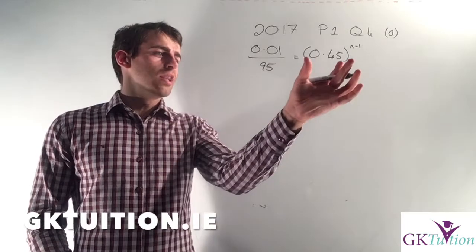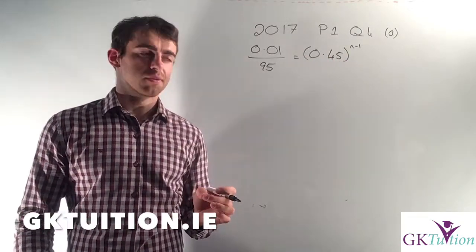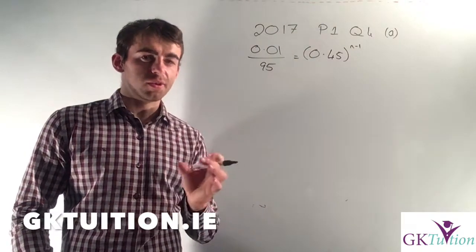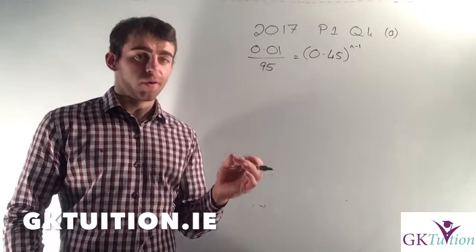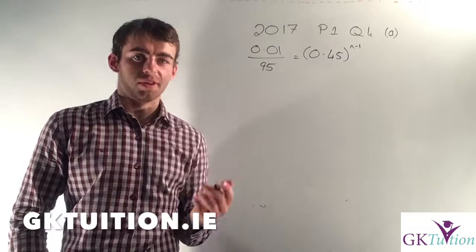Now that I've isolated the term with the unknown in the power, I'm going to introduce my logs. I know a lot of students have different methods of doing this, so if you do it differently, that's fine. I find that this is the nicest way of doing it. So my unknown is in the power, which means I have to introduce logs.